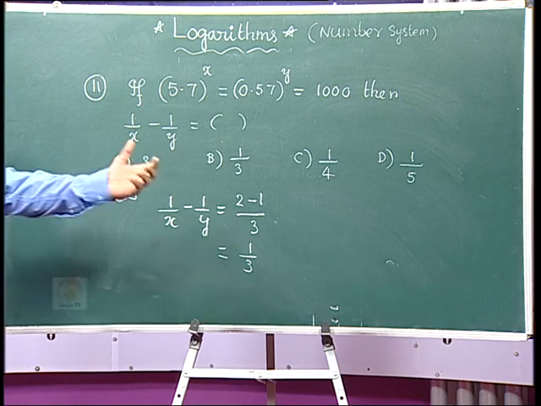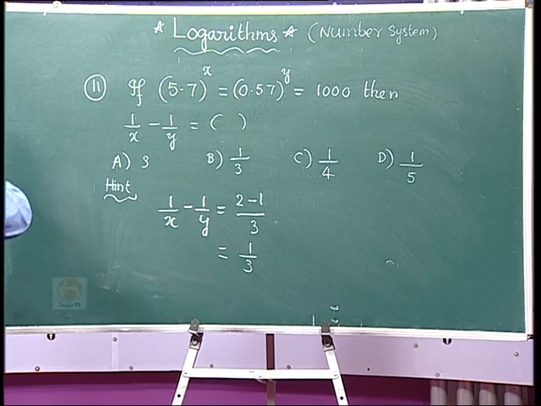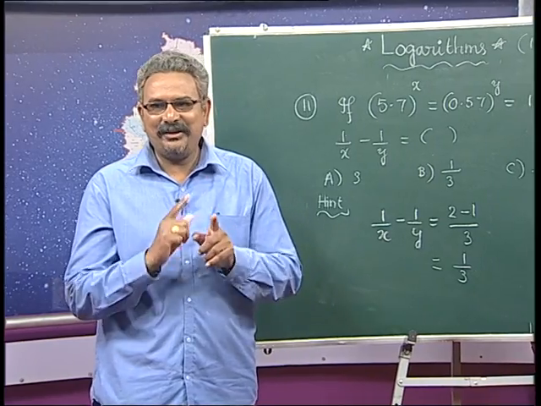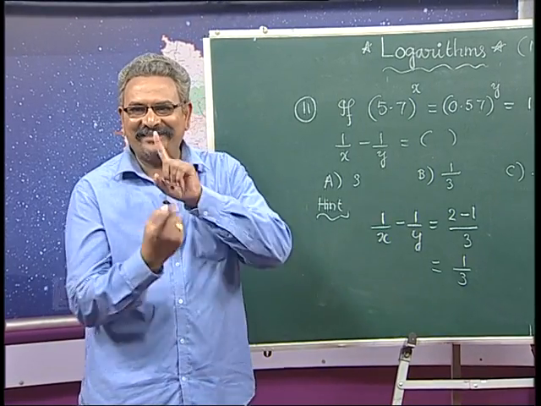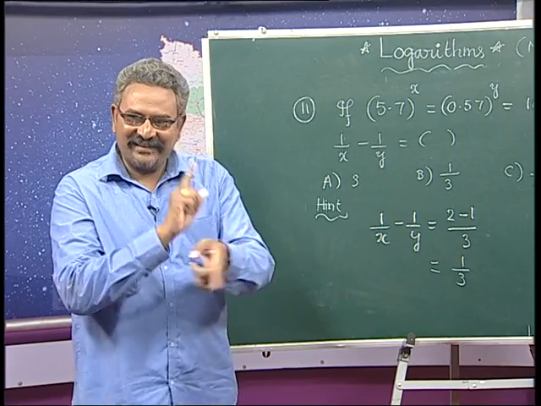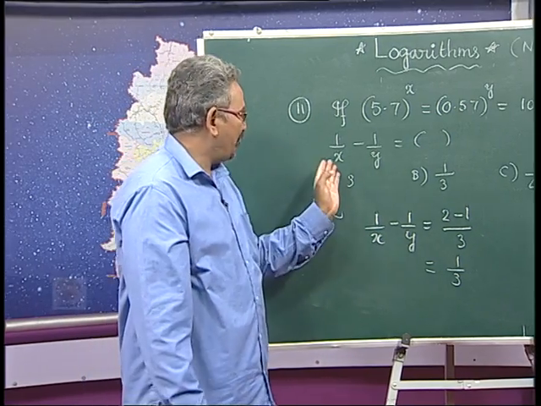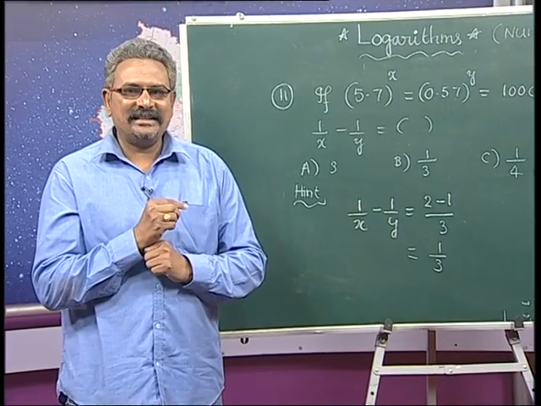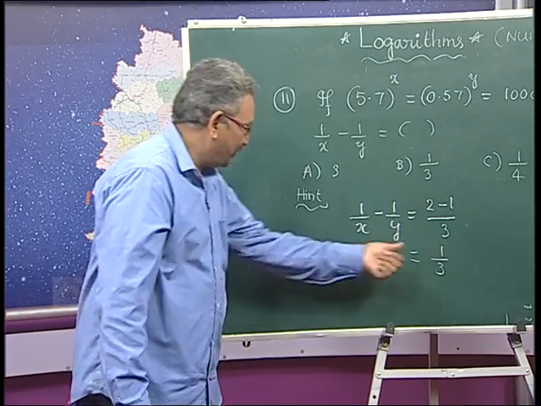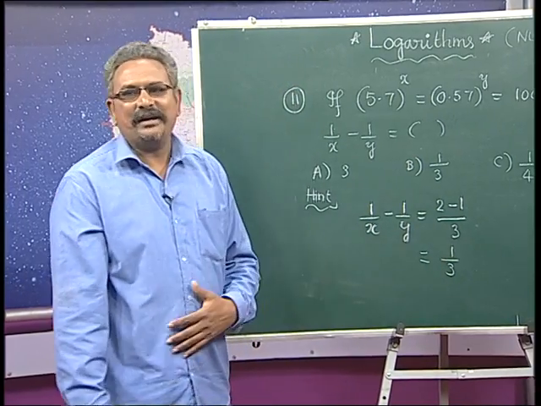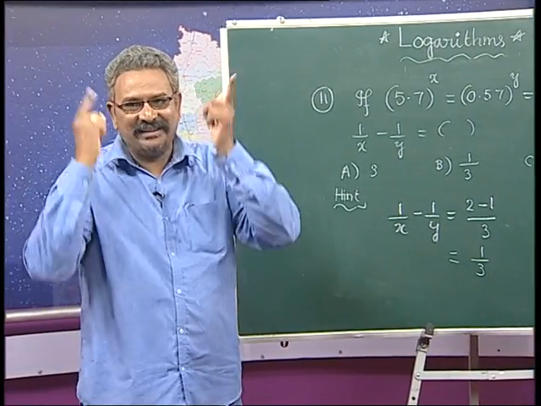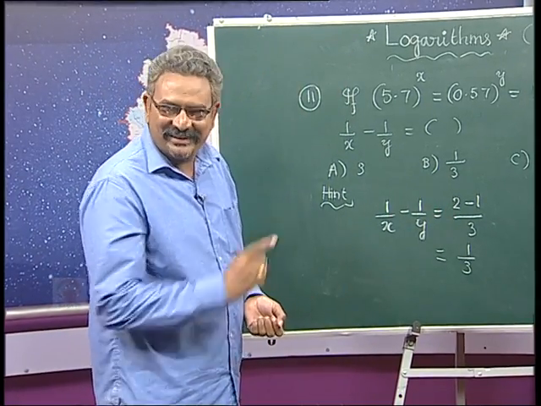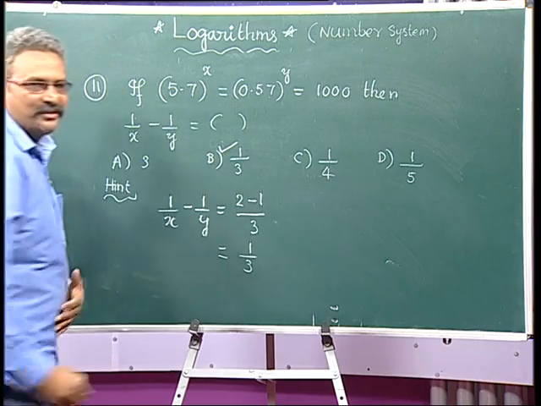The problems which are in this form can all be solved using this shortcut, but sometimes in the examination the question may be given in reverse order. When it is given in reverse order, suppose instead of 1 by x minus 1 by y, 1 by y minus 1 by x is given, you just have to change the sign, that becomes minus 1 by 3, which you have to keep in mind. Okay. So, now which is the right option in this one? Yes, B is the right option.